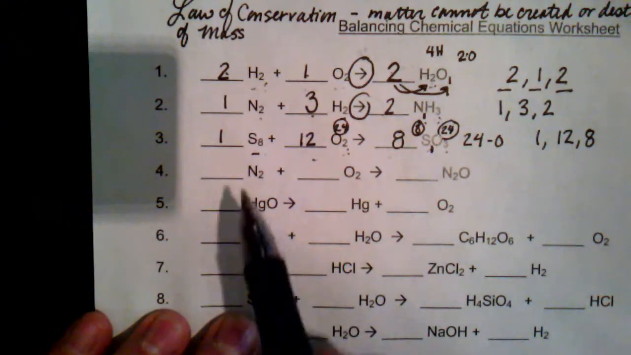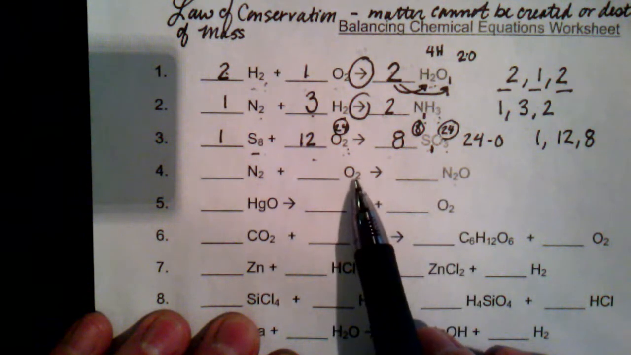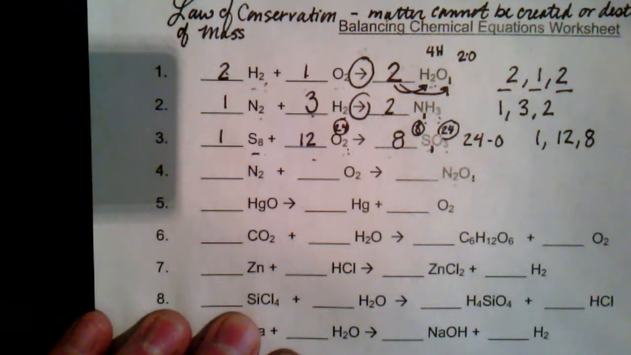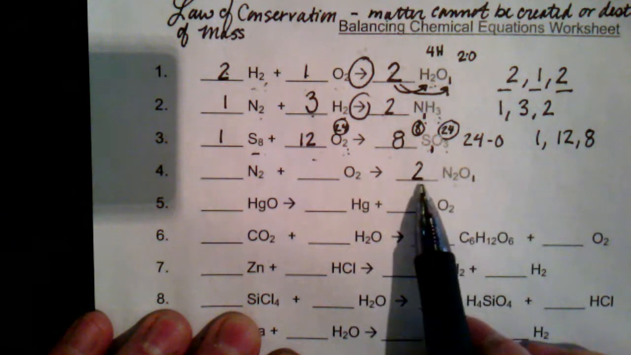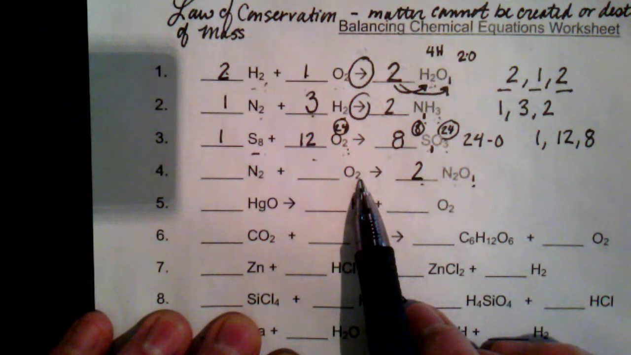All right, let's look at the next one. N2, N2. So we have 2 on each side. Oxygen, we have 2. Oxygen, we have 1. So we're going to balance out that oxygen. We're going to put a 2 in front of it. So now we have 2 times 1, which is 2. And we have 2 oxygens right there.